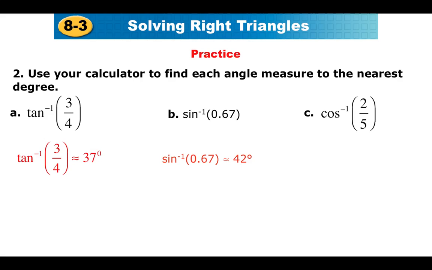And then the last one, go ahead and compute that. Now we're computing cosine inverse of a fraction again, not a decimal. And you end up with 66 degrees. Let's go on to the next slide.